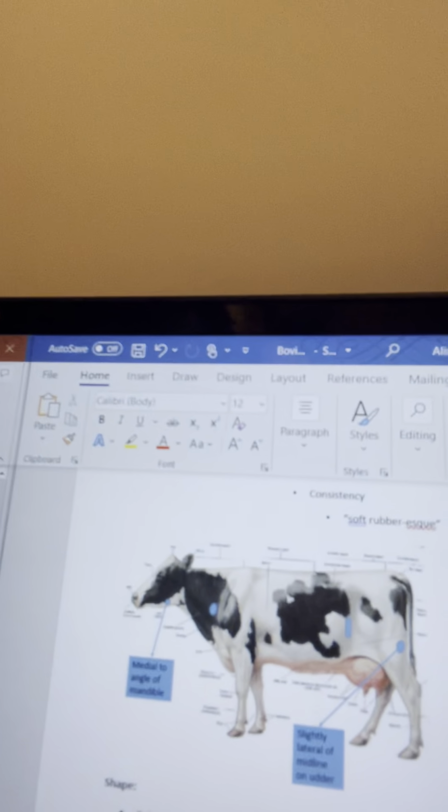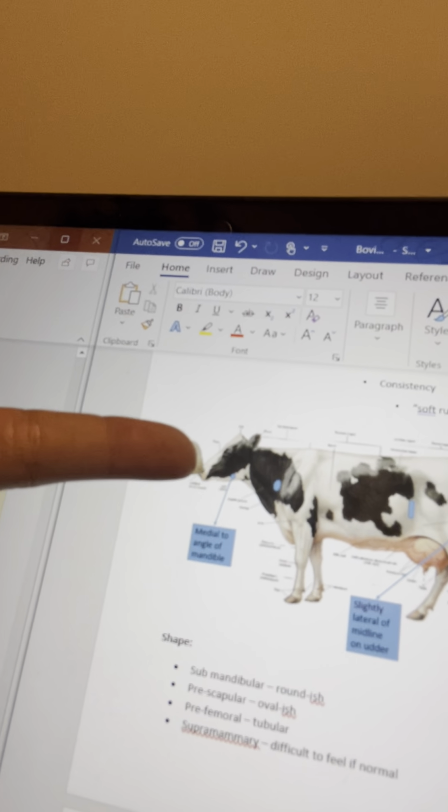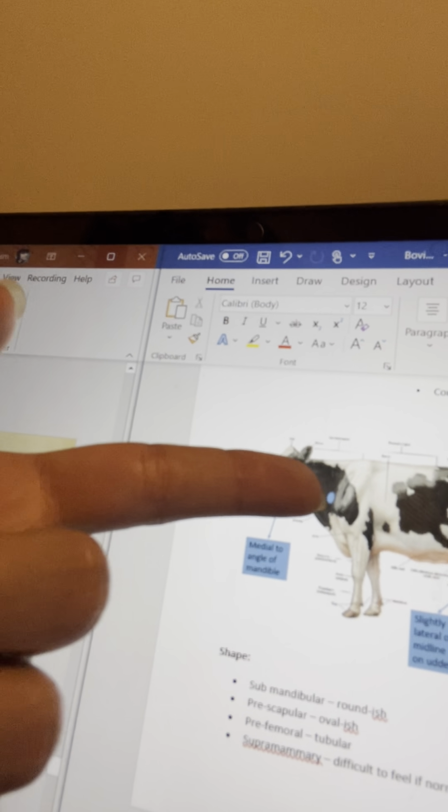So here's all the lymph nodes. They're in blue. So we have the mandibular ones here, and then these. The shape of the submandibular ones are roundish. The prescapular ones are ovalish. The prefemoral ones are tubular, and the supramammary are difficult to feel if normal.